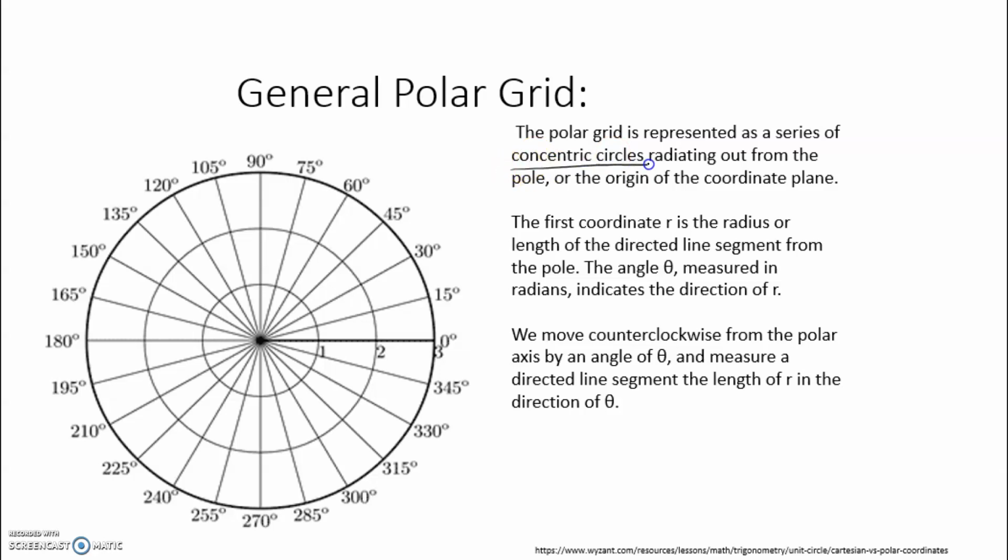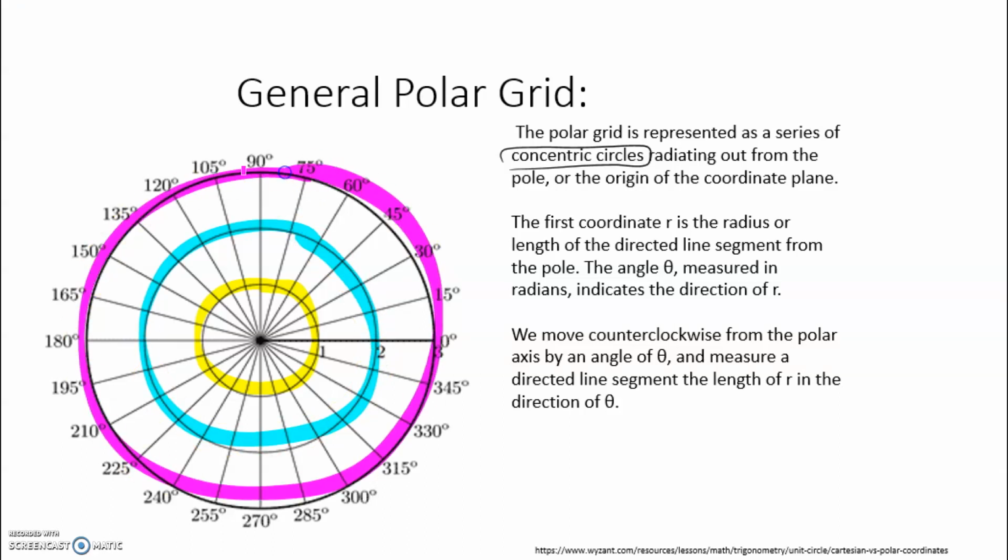Okay, so you'll have different r's for every circle. So for this circle right here, the radius is 1. For the next circle, the radius is 2. And you just keep going out. This radius would be 3.